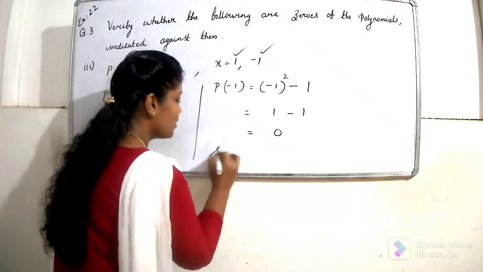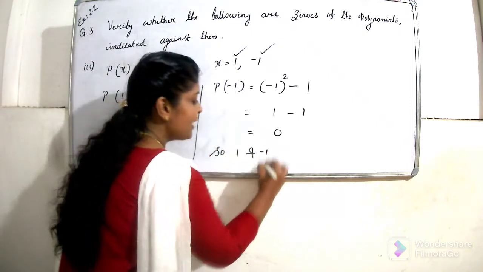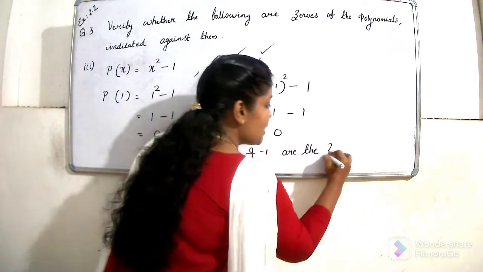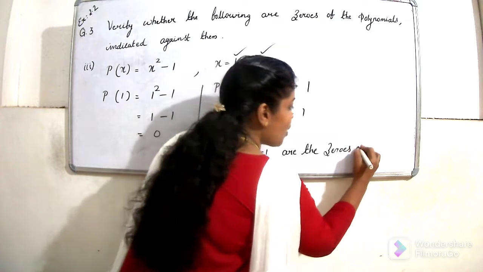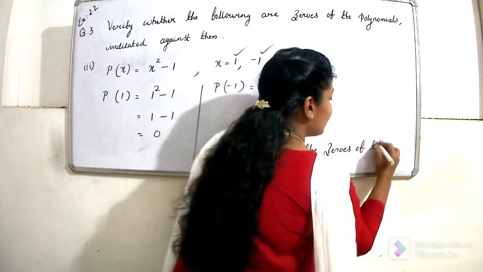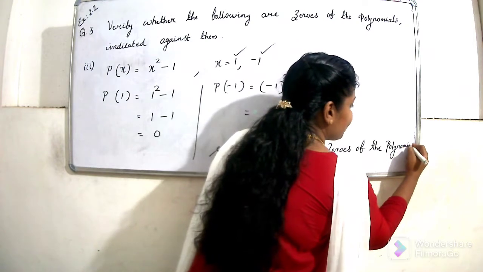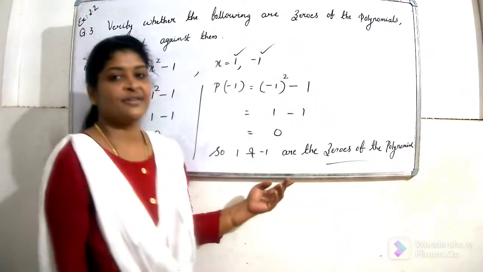So that we can write: 1 and negative 1 are the zeros of the given polynomial. This is the answer. Okay.